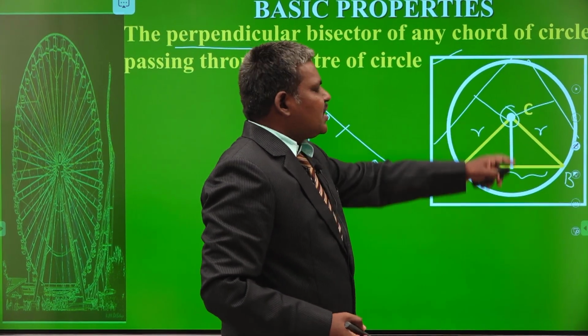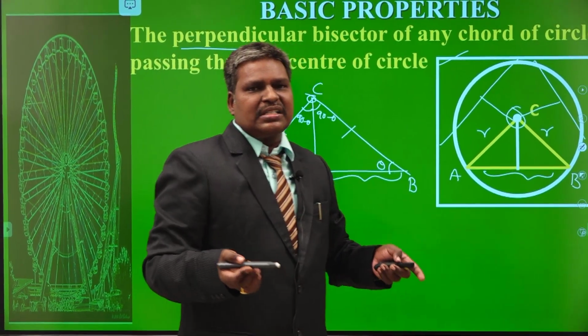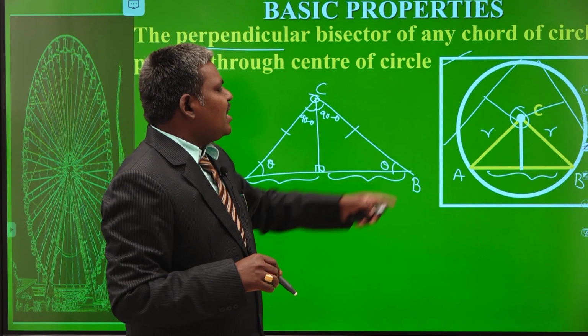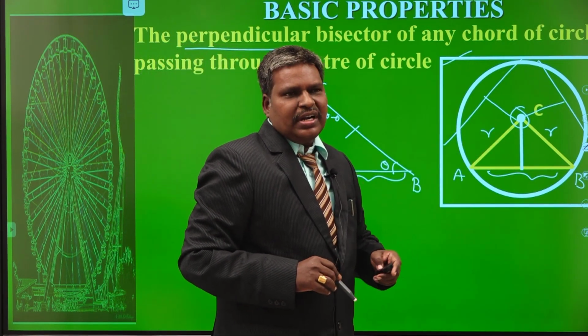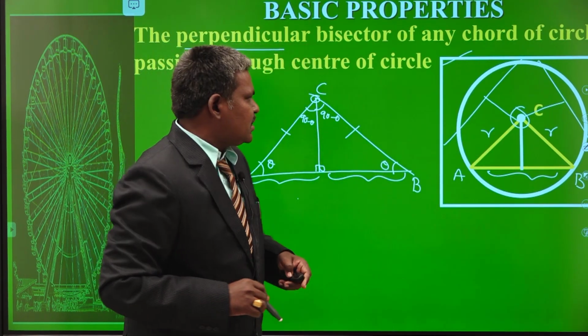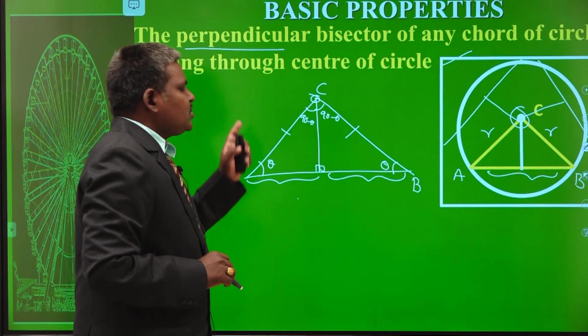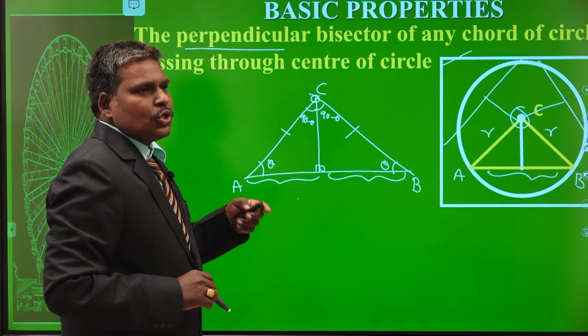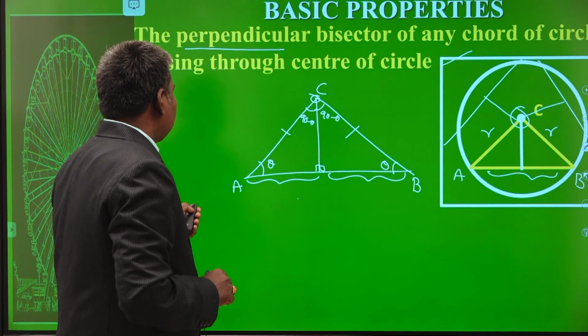So the point of intersection of any two perpendicular bisectors of any two chords is always the center. The point of intersection is always the center. Understand? This is the property. We use this property so many times in so many problems. Okay.